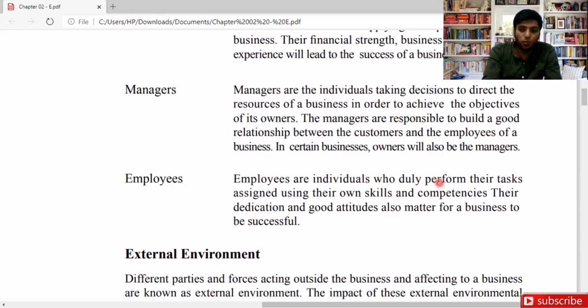Employees are individuals who duly perform the tasks assigned using their own skills and competencies. They are dedicated and have good attitudes, which also matter for a business to be successful. So this internal environment can be considered in two terms: strength and weakness. For example, if they ask what is a strength of a business, you can write employees have high skill, or employees have good knowledge of what they're doing, good experience, good skill.